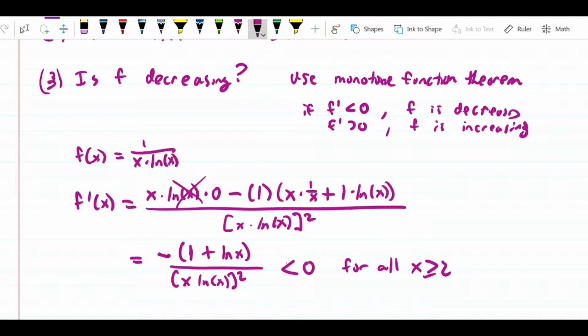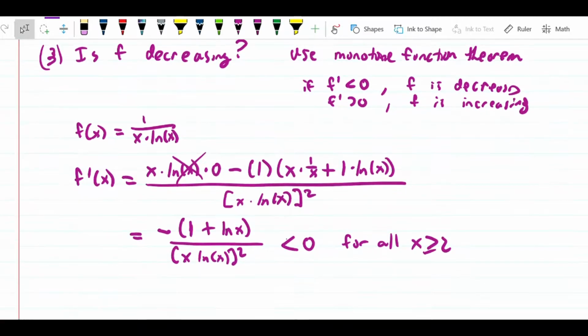The denominator is the square of something, so it's certainly positive. In the numerator, in parentheses we have 1, and we've already determined that ln x is a positive number for x greater than or equal to 2. So we're taking 1 plus ln x, which is positive, and flipping it around to negative. So we have a negative numerator over a positive denominator. Clearly we have a negative number. So we have in fact shown that the derivative is negative for the entire interval x greater than or equal to 2. So that means that f is decreasing.